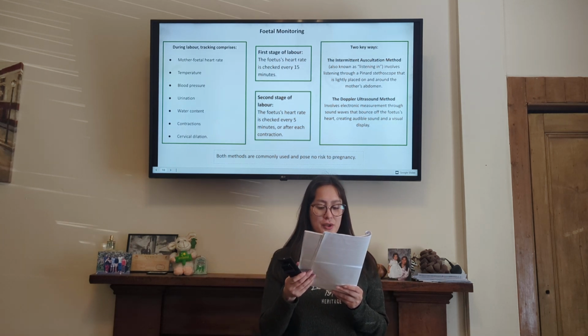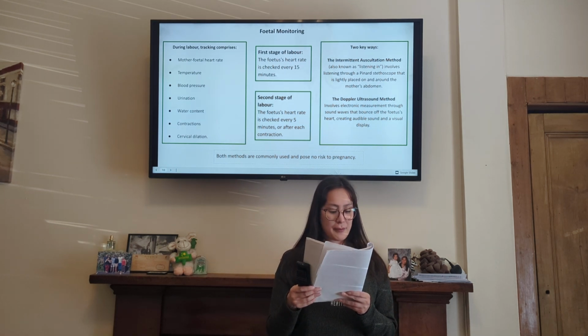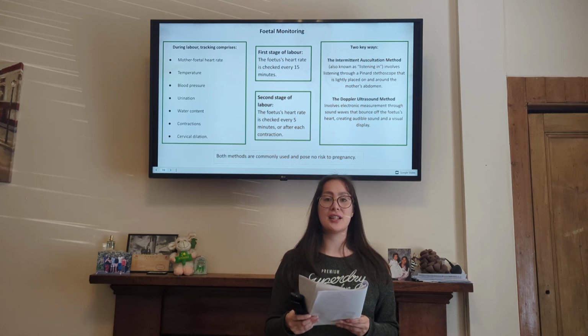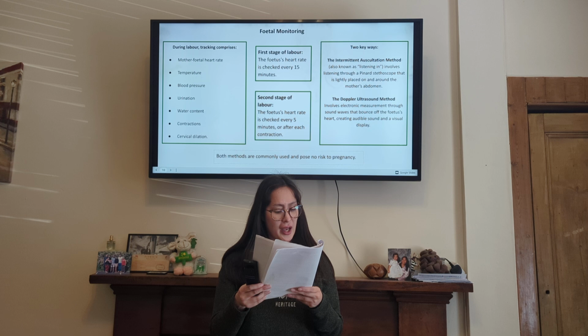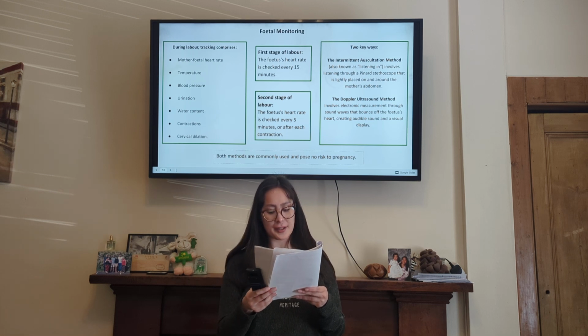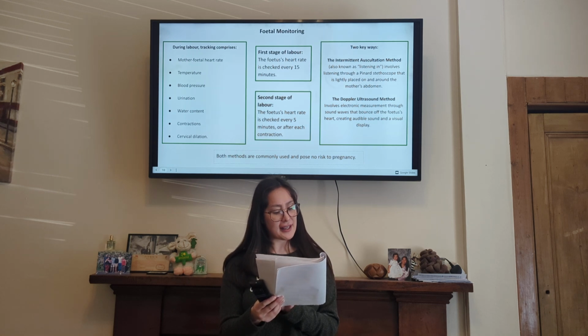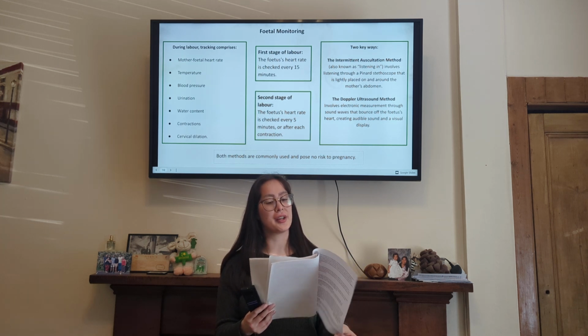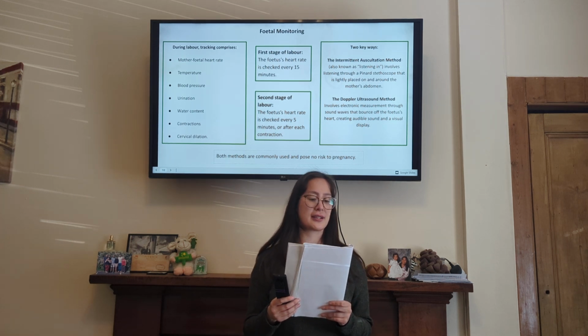During labour, the midwife keeps track of the mother-fetal heart rate, temperature, blood pressure, urination, water content, contractions, and cervical dilation. In the first stage of labour, the fetus's heart rate is measured every 15 minutes, and in the second stage of labour, the fetus's heart rate is measured every 5 minutes or after each contraction. There are two key ways of doing this.